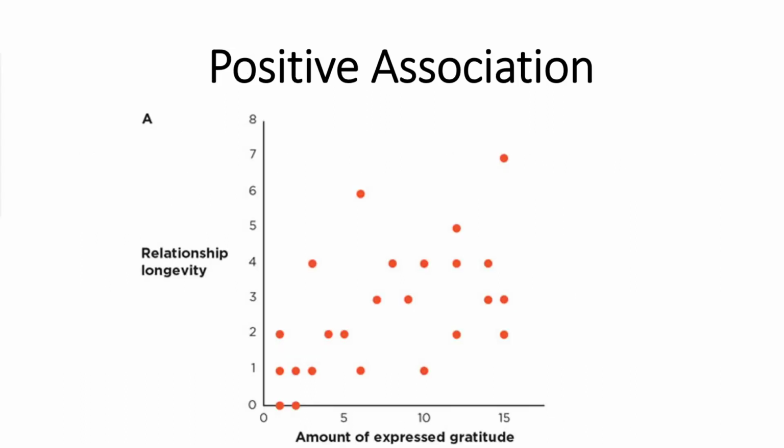So here we're seeing what's called a scatter plot. And so we have all of our points of data represented on this graph here, where each axis is telling us a different type of information. So here on our x-axis, we're looking at the amount of gratitude expressed. So how grateful are people? And then on our y-axis, we have relationship longevity. So how long are people in a relationship? So this scatter plot is telling us the relationship between how long people are together in a relationship and how much they express gratitude.